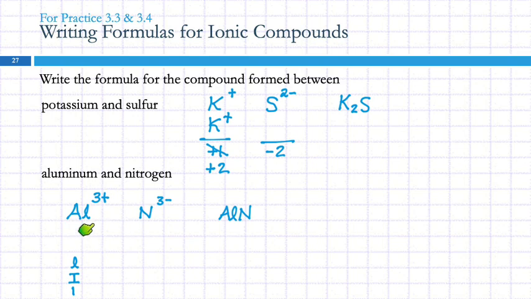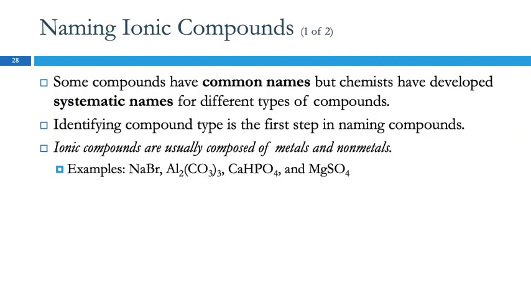So these guys here, if you crisscross those, you'd end up with Al3N3. And so one of the things you really have to watch out for if you want to use the crisscross method: if these are the same, don't do anything, just shove them together. That'll save you from most of the problems.